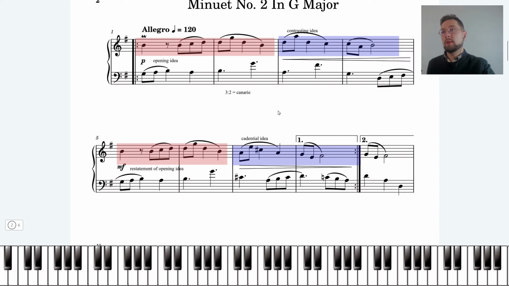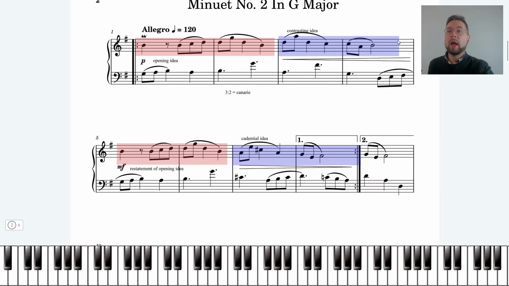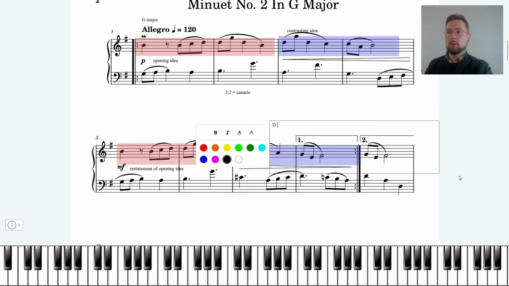Usually when you have this form is what we usually label as a period. Now the difference between the first minuet and this one is that we do have a minuet with a modulation. So we start on G major, which is the main key, and we end on D major, which is the dominant of G major.